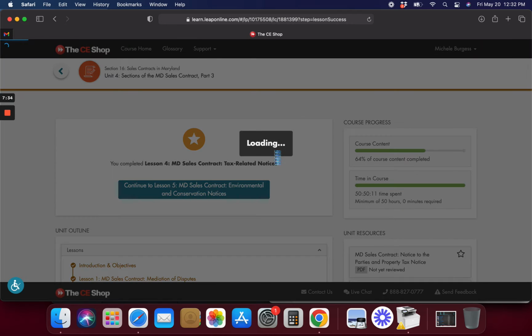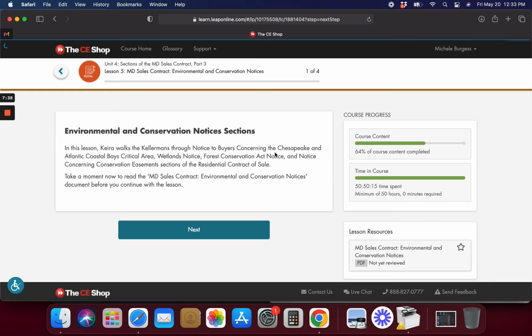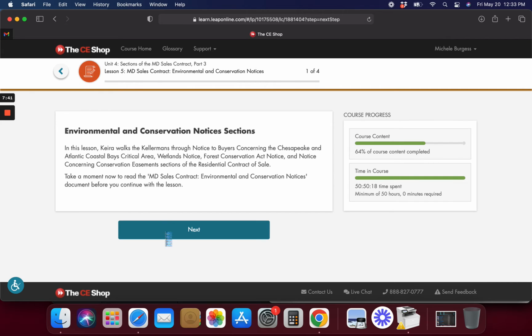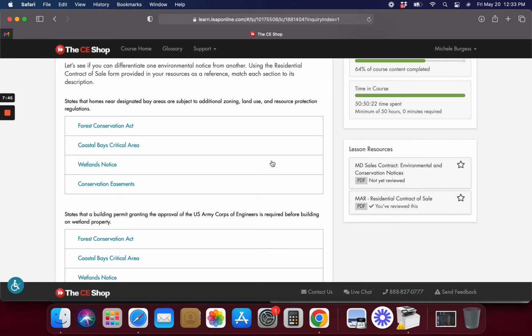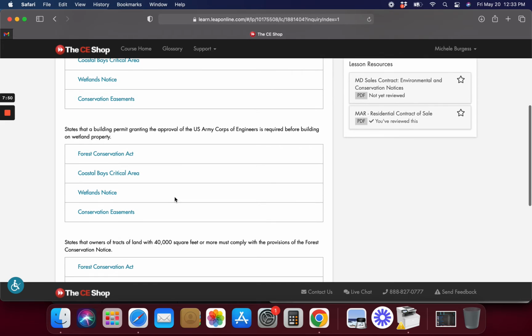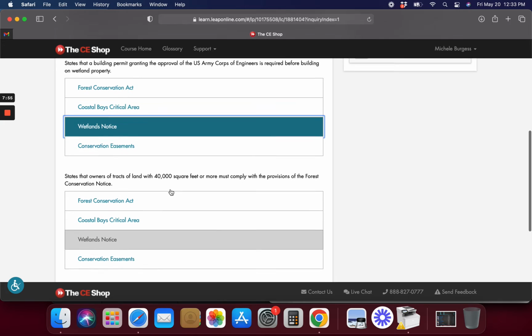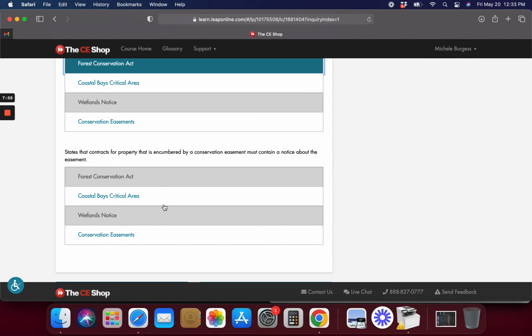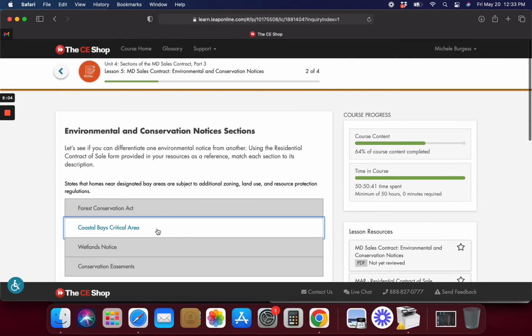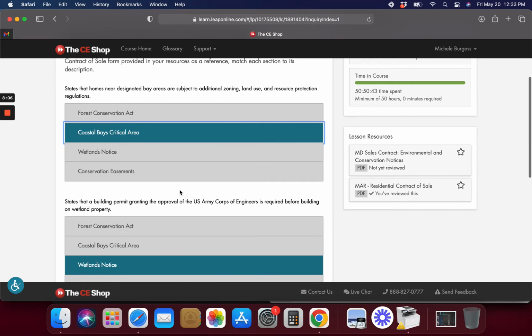All right, this is the environmental and conservation notices. And this is going to be under, of course, conservation notices. Hopefully it'll make sense. I think it will. Resource regulations. Army Corps is required to build on a wetland notice. This must comply with the Forest Conservatory Act. And this is a notice about easements, which is conservation easements. So this one must be the Coastal Bay's critical area.